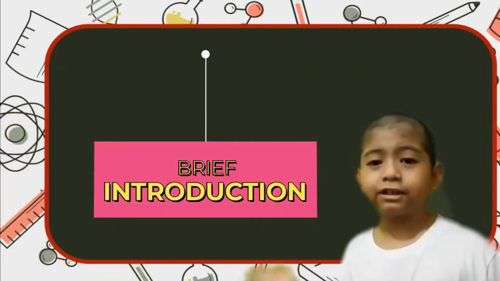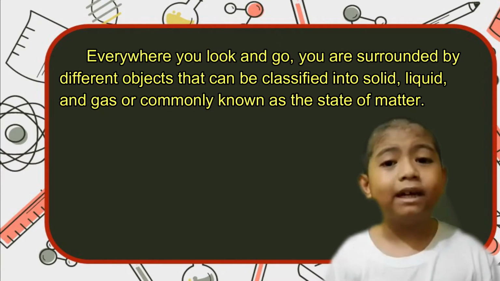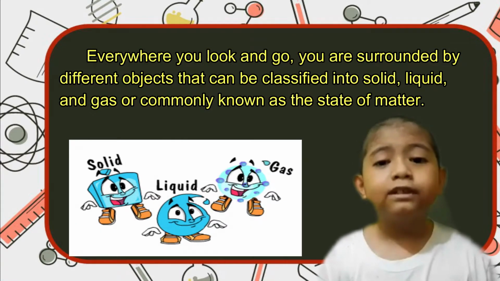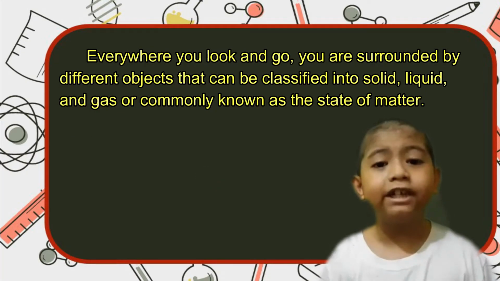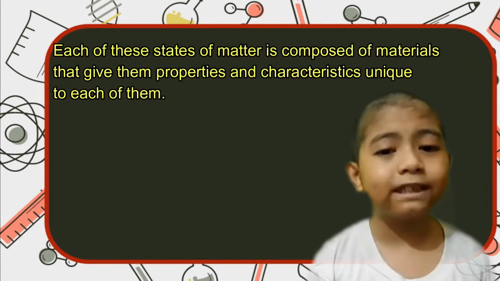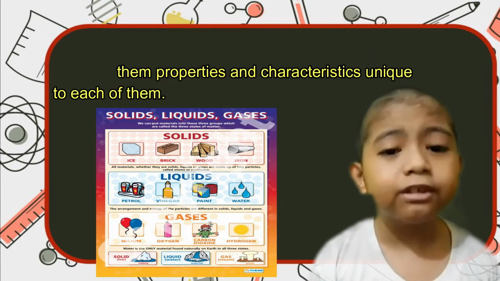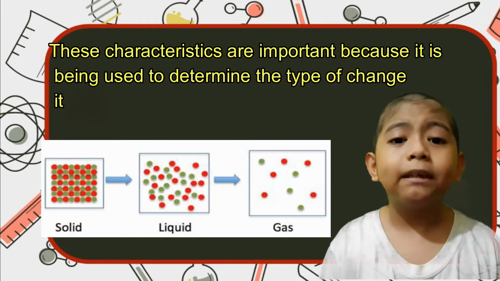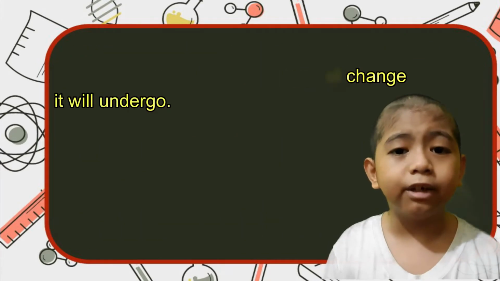Brief introduction. Everywhere you look and go, you are surrounded by different objects that can be classified into solid, liquid, and gas, commonly known as states of matter. Each of these states of matter is composed of materials that give them properties and characteristics unique to each of them. These characteristics are important because they are used to determine the type of change it will undergo.